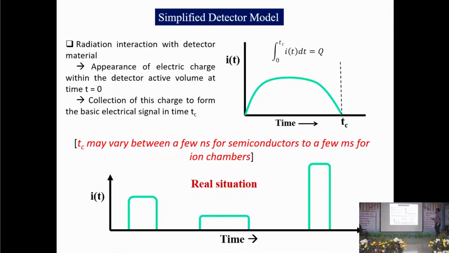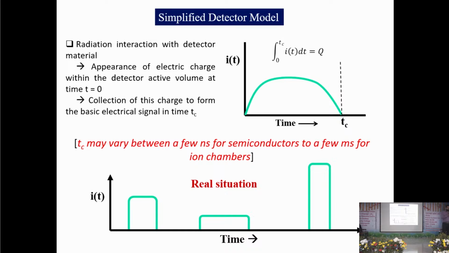So, let us try to very simply understand what happens when radiation is falling into some detector material. When radiation interacts with detector material, it causes the appearance of electric charge within the detector active volume at time t equal to 0.